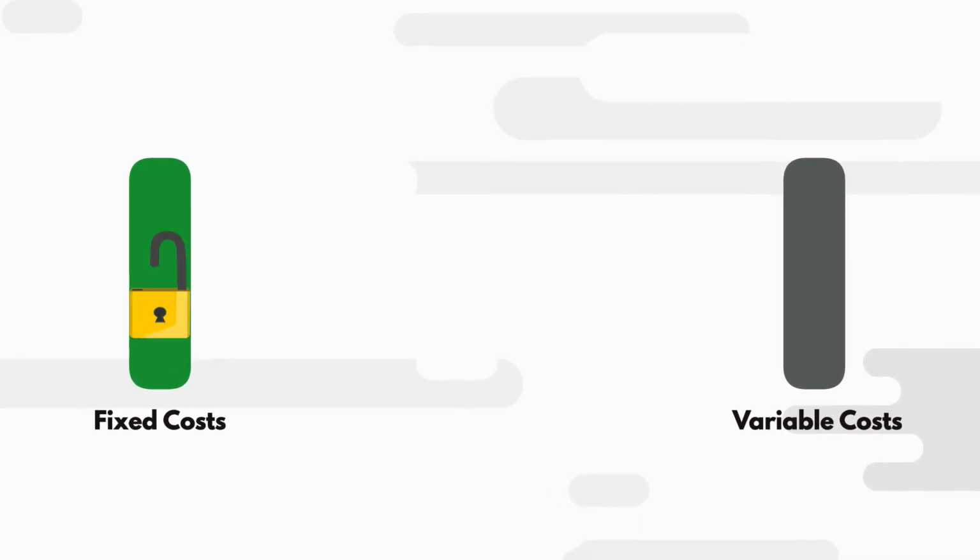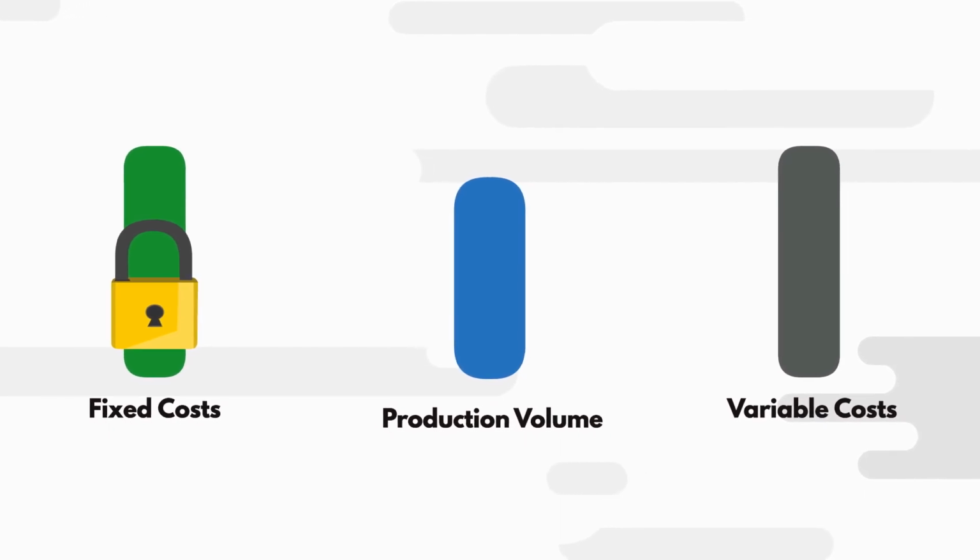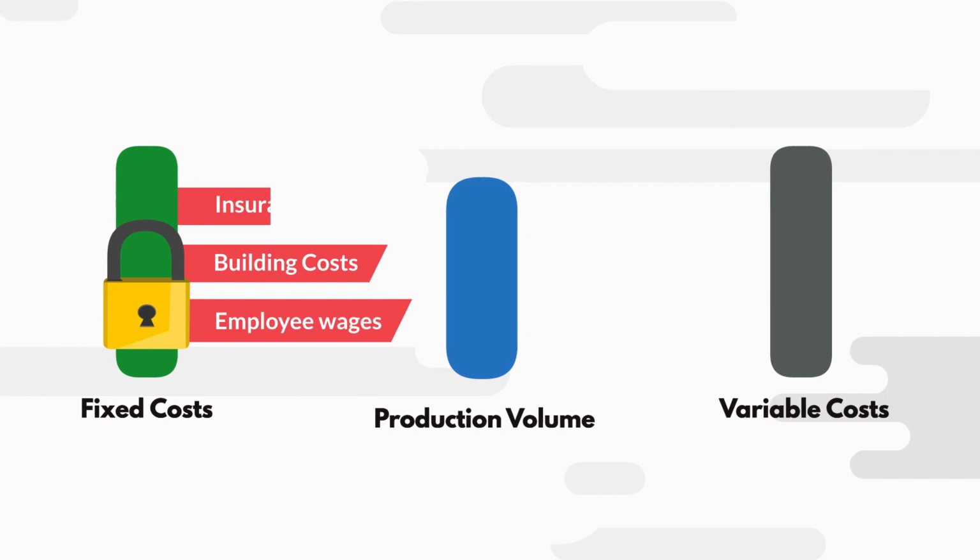Variable costs stand in contrast with fixed costs, since fixed costs do not change directly based on production volume. Examples of fixed costs are employee wages, building costs, and insurance.